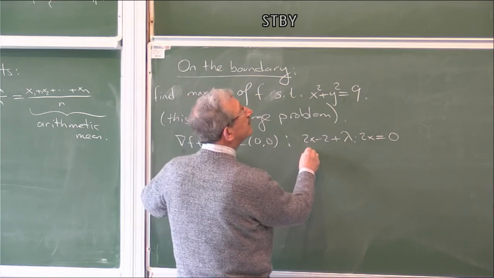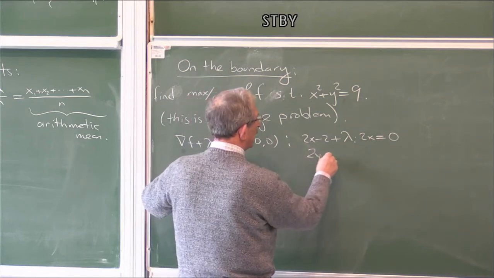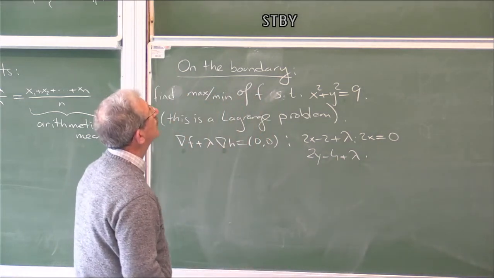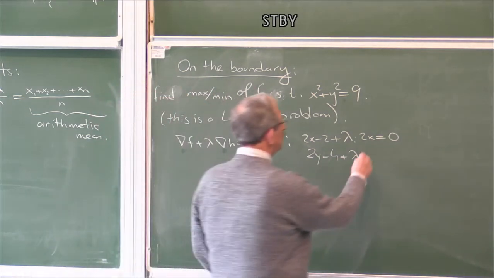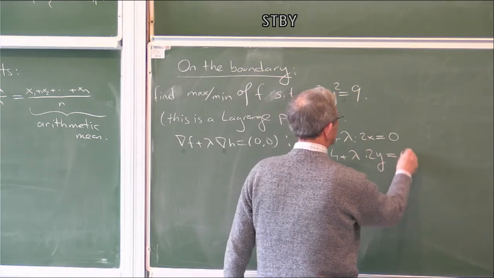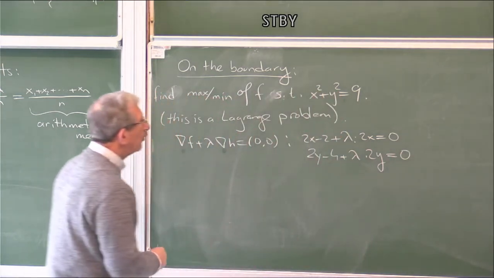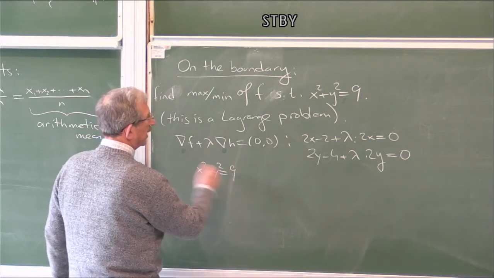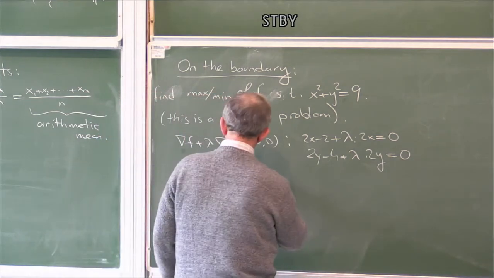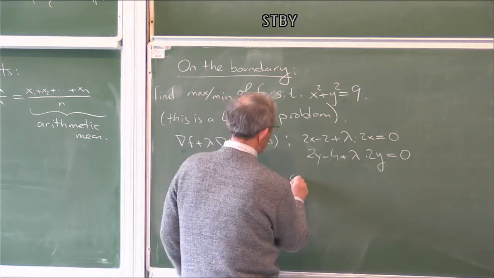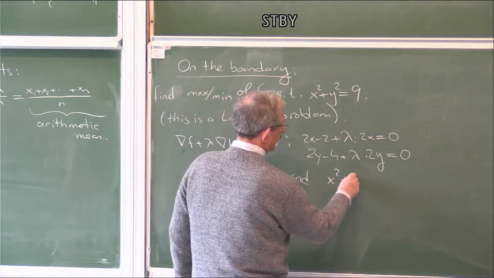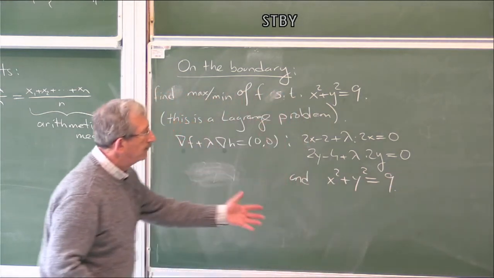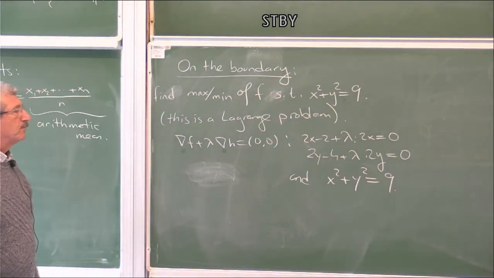And the derivative with respect to y: 2y minus 4 plus lambda. Now, the derivative with respect to y of h would be 2y, and that is 0. Okay. And also, we have x squared plus y squared is 9. So maybe I should not write that here. Let me say, and x squared plus y squared is 9. So we have to solve this system. Okay.